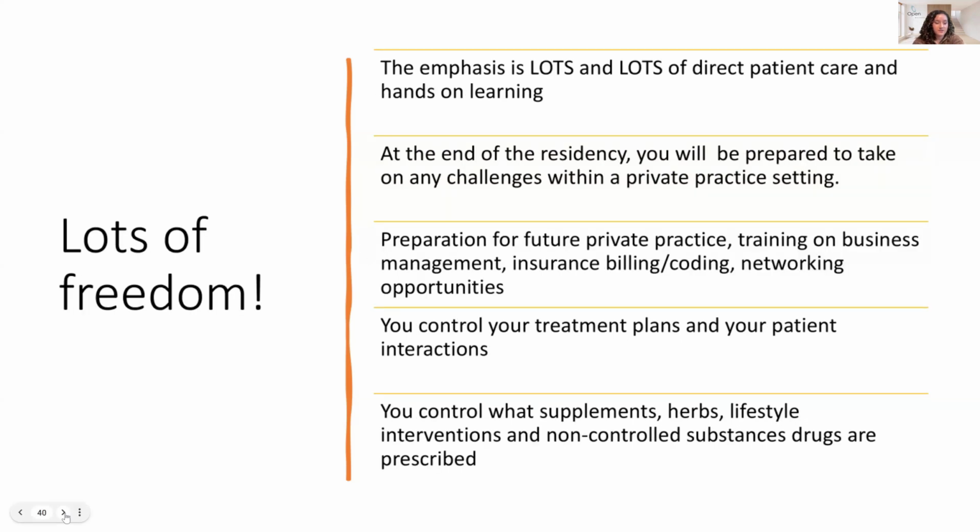In addition to lots of support, there is also lots of freedom in this residency. The emphasis is lots and lots of direct patient care and hands-on learning. Straight off the first week of residency, you're already seeing your own patients. At the end of residency, you will be prepared to take on any challenges in a private practice setting, because Dr. Chang makes sure he's preparing you for your future private practice, in terms of not only patient management, but also the business aspect, the insurance billing and coding, and networking opportunities. He makes sure you start refining your networking skills from year 1.